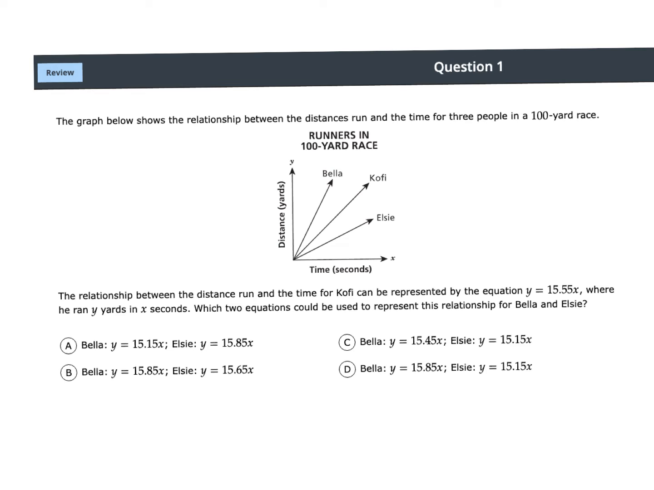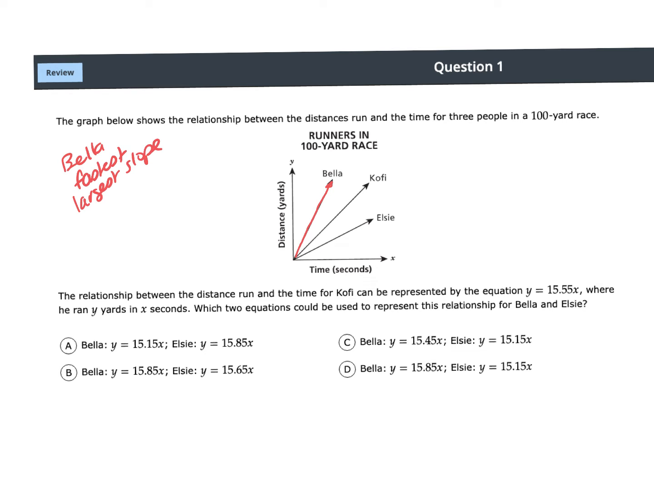Okay, and notice that Bella, let's go ahead and make Bella in red. Bella looks like it's the steepest. That means as time goes on, her distance increases fastest, so she's the fastest one. That would mean she has the biggest slope. So I'm just going to put a note, Bella fastest, because it's the steepest, and that means largest slope.